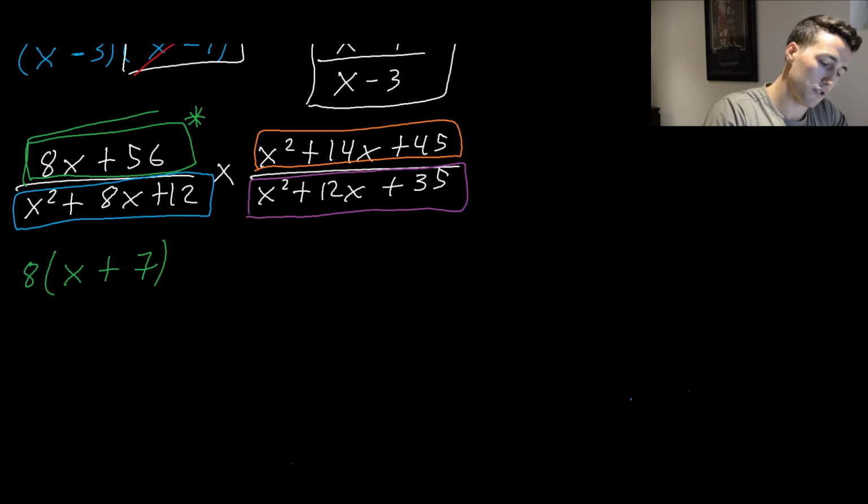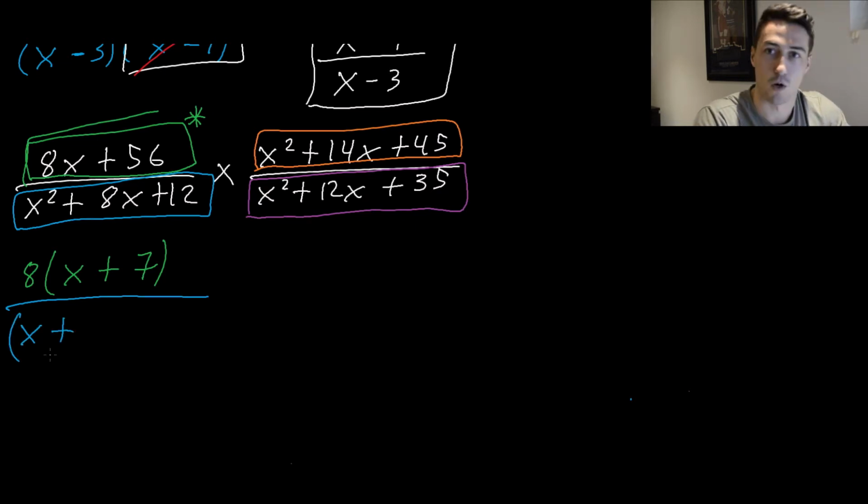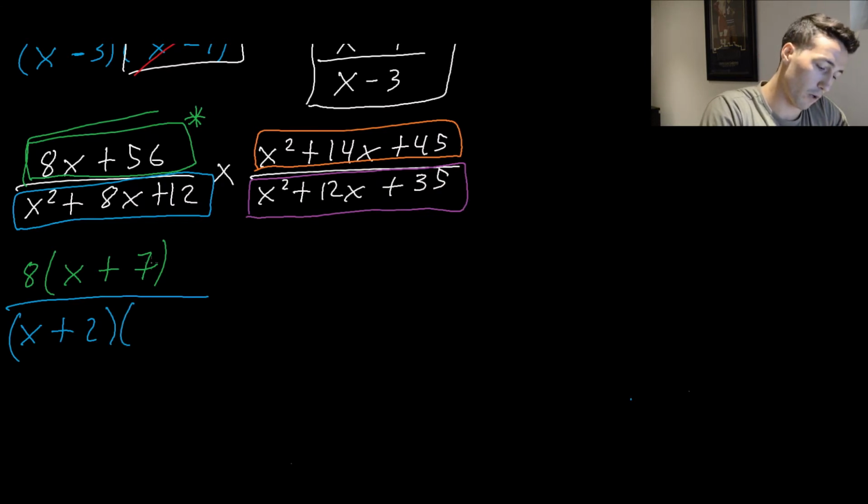Next, we're going to look at the blue term. Again, we have a trinomial where a is equal to 1. So we need numbers whose product is 12 and whose sum is 8. What are the factors of 12? It's 1 and 12, 2 and 6, there's also 3 and 4. But 2 and 6 work because 2 plus 6 equals 8, and that's what we're looking for here. So we can write that as x plus 2 times x plus 6.